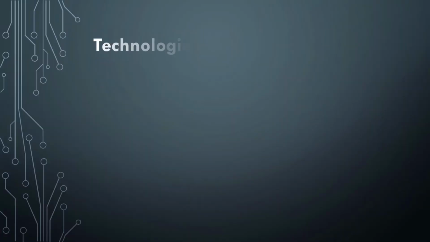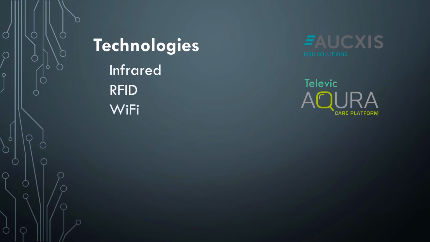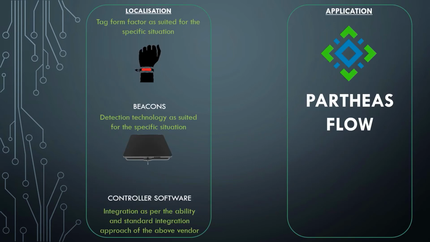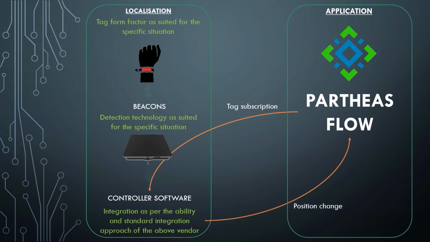Both integrate with our localization API, and what happens is that we connect to the controllers of these kind of solutions, and in real time, if there is a position update, our solution will retrieve the information from these controllers and do the necessary action in Partheas Flow.